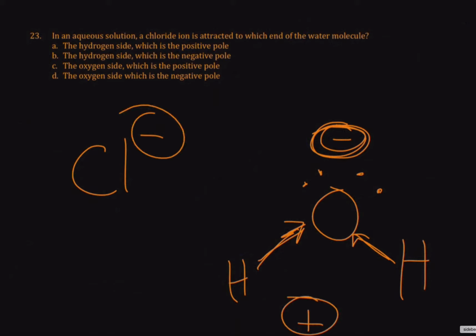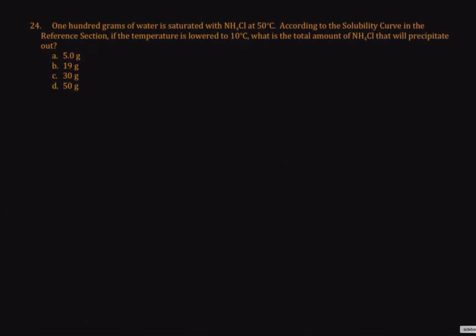So the negative chloride is going to be attracted to the positive side of the water molecule, which is the hydrogen side. So that's choice A.